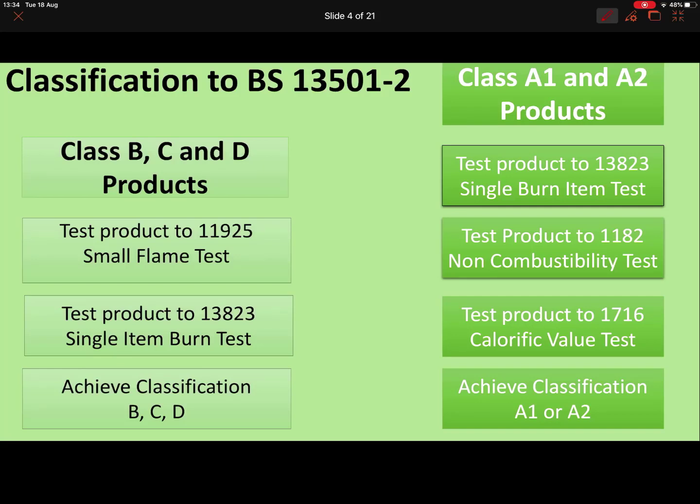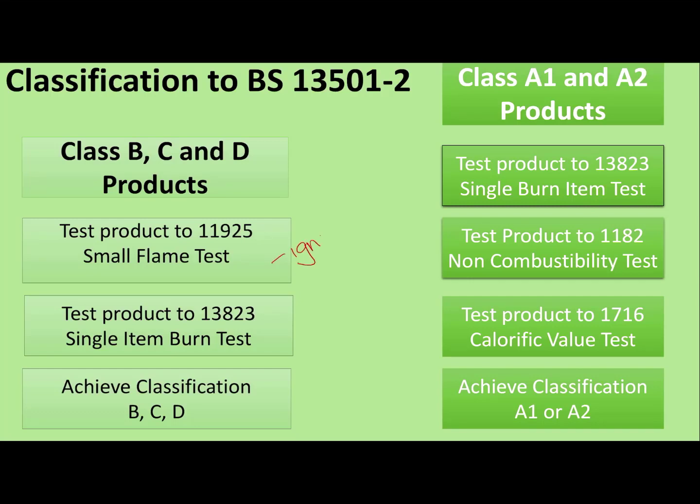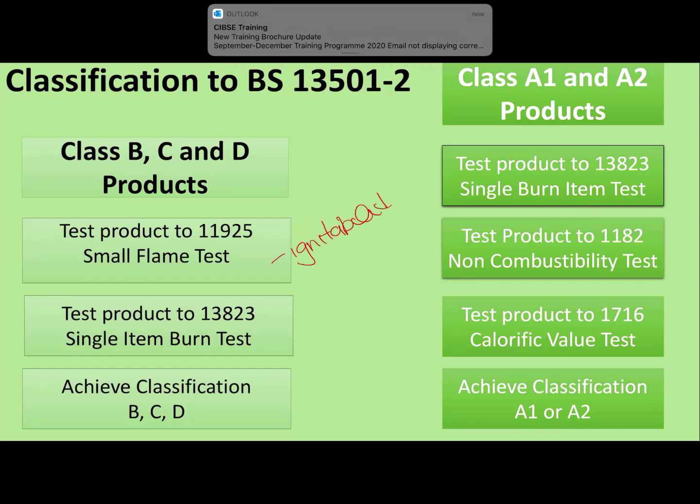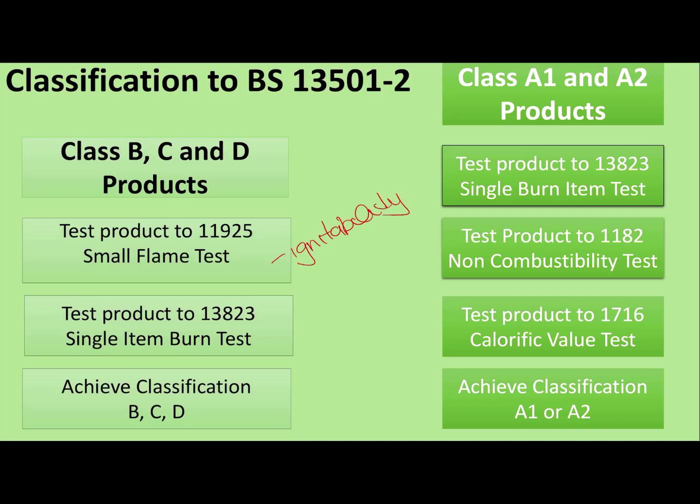This is what I was referring to in relation to being hierarchical. We'll do B, C, and D first, and the start point on B, C, and D is the small flame test, and that checks the ignitability of the product. And that's not a bad place to start. It's the ignitability of the product that effectively starts the fire. So it's not a bad place to start.